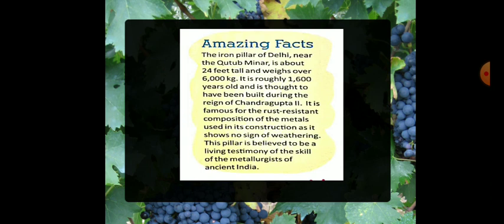Now, here I am going to share one amazing fact that is given in your book, the iron pillar of Delhi. In the Qutub Minar complex, we can see one iron pillar, which is 24 feet tall and weighs over 6000 kg. It was built during the reign of Chandragupta II, and it is famous for its rust resistance. By knowing this amazing fact, we should feel proud of our ancient metallurgists.